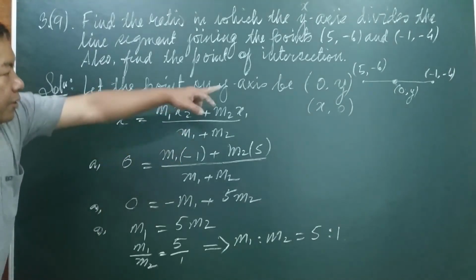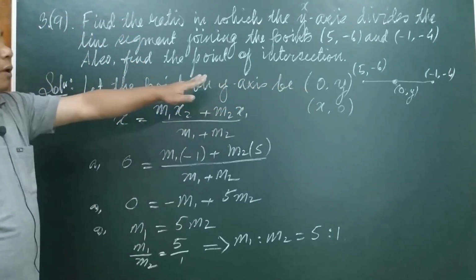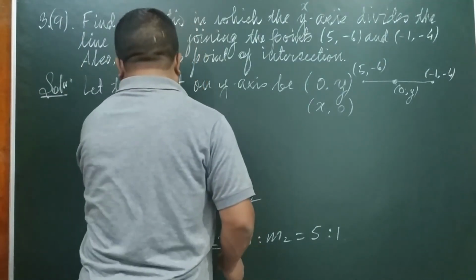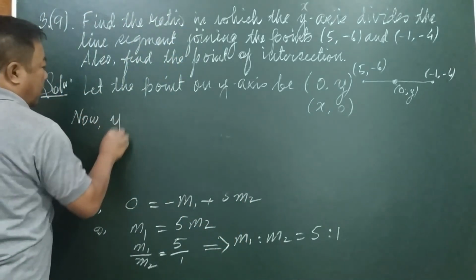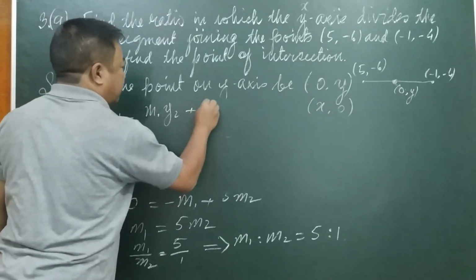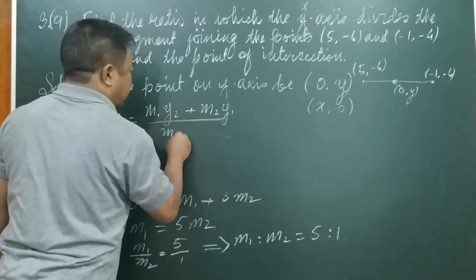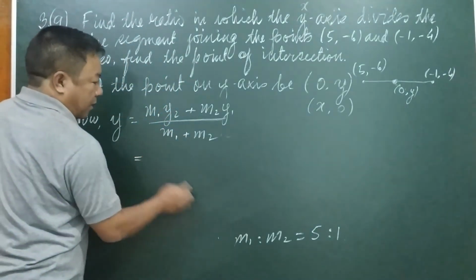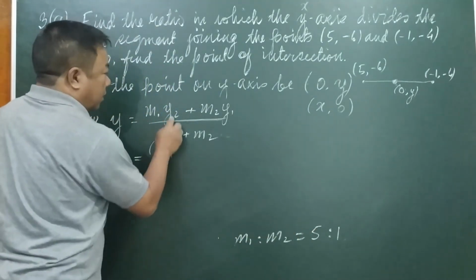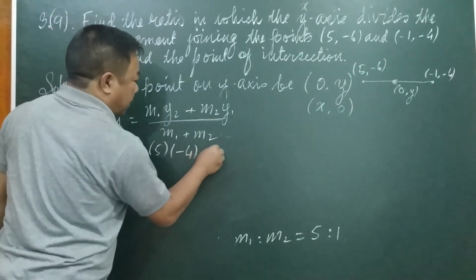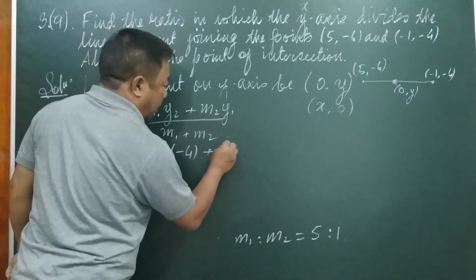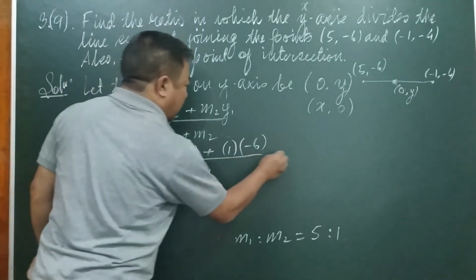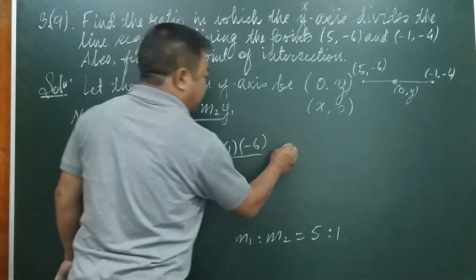Also find the point of intersection, the point of intersection to 0 y. Now y equal to m1 y2 plus m2 y1 by m1 plus m2, equal to m1 to 5, y2 to minus 4 plus m2 to 1, y1 to minus 6 by m1 plus m2, 5 plus 1, equal to 5 into minus 4 plus 1 into minus 6 by 6.